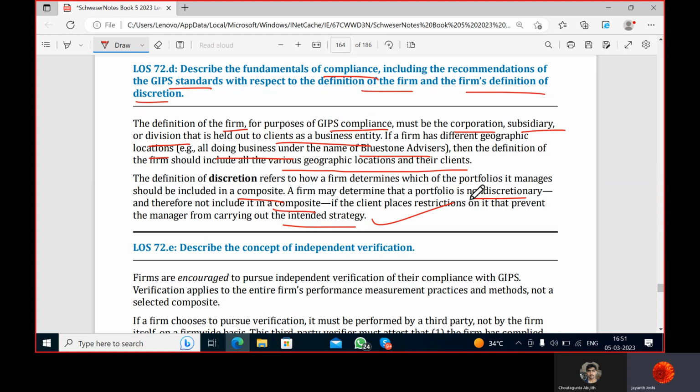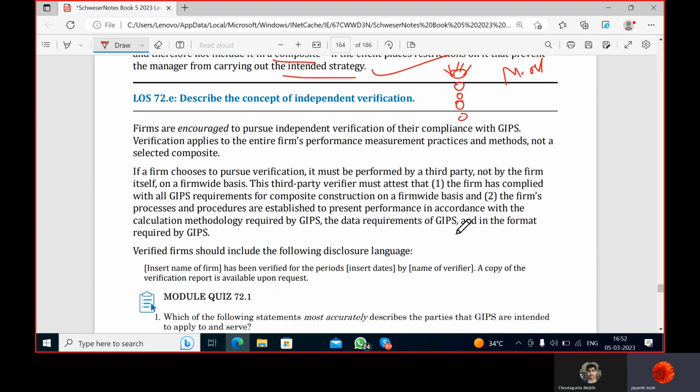Discretionary means the definition of discretion refers to how a firm determines which of the portfolios it manages should be included. Suppose you take Motilal Oswal, they have all the baskets of different stocks. So that is upon their discretion, correct? Isn't it so? Of course. Sometimes you can select your own stocks and make a portfolio, correct? That is not discretionary. They have that option also. Yeah.